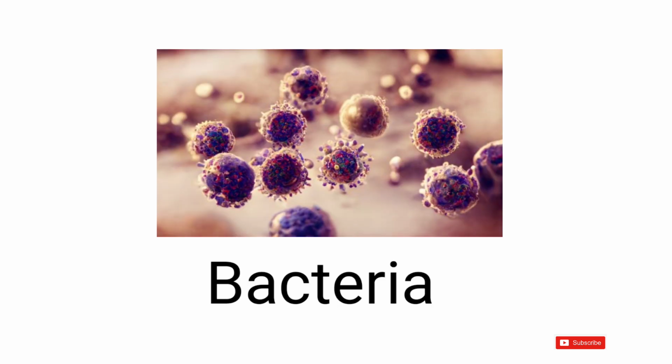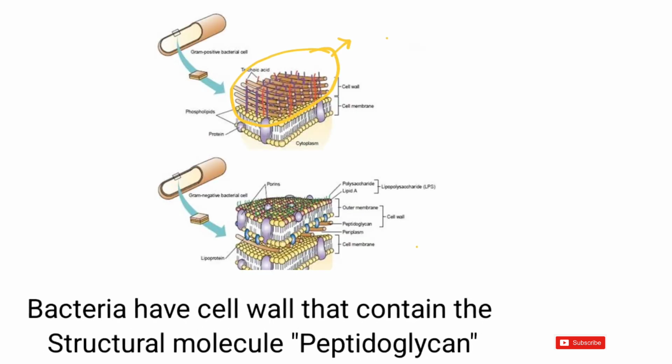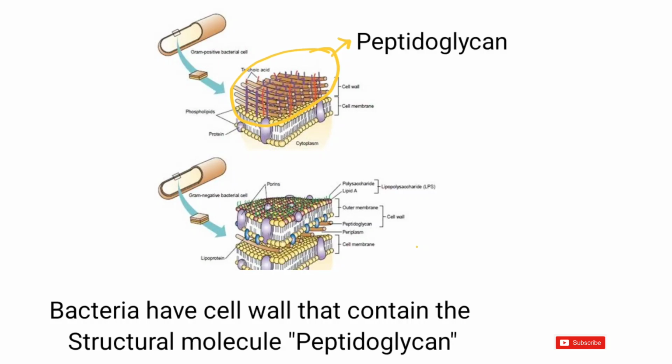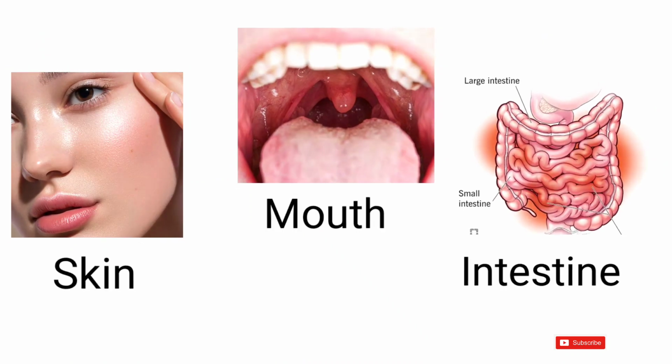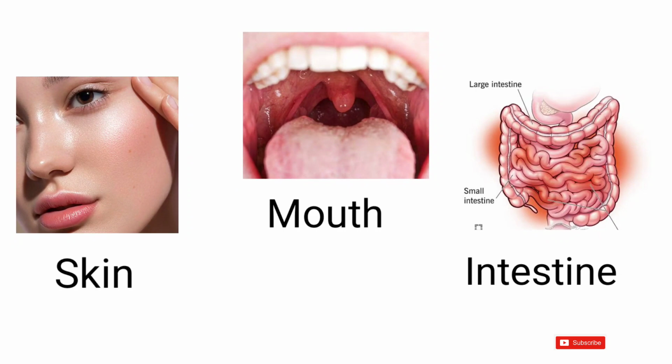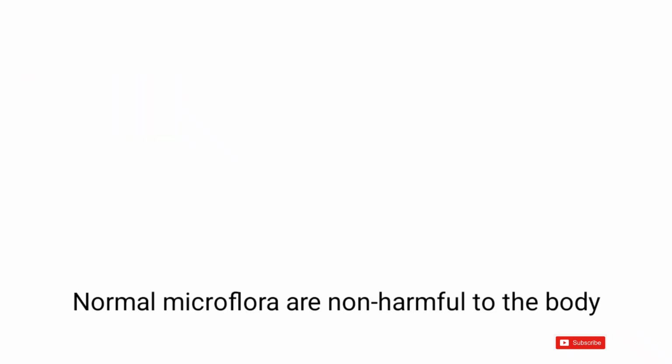The first one is bacteria. Bacteria are prokaryotes that are single-celled organisms. Bacteria have a cell wall that contains a structural molecule, peptidoglycan. Bacteria are abundant in soil, water and air and are also major inhabitants of our skin, mouth and intestine. It means many bacteria are present on our skin as normal microflora. Normal microflora are the bacteria which are non-harmful to the body and body surface or skin.